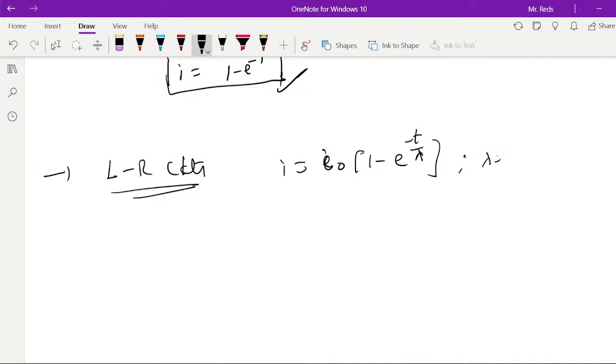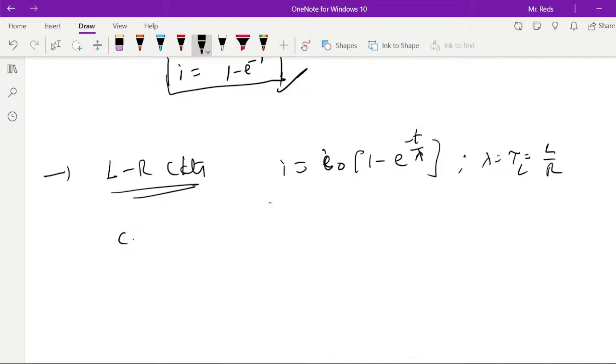Here lambda can be taken as tau. Of course, when it is equal to tau, it is a different thing, but in this case the inductive time constant is equal to L by R. Got it? Where current changes during growth, and during decay it is I naught into e power minus t by tau.